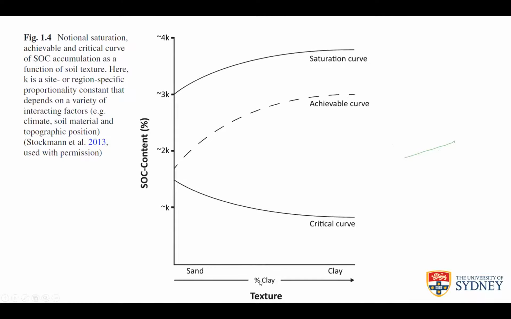So in the texture, people are talking about the saturation curve. That means that the carbon content is not going to be increasing forever because there's a limit. So that's the saturation curve, but there's also an achievable curve. That means that this is what is achievable in the cropping condition. We don't want it to be under the critical curve. That means that we don't want it to be going lower than that.